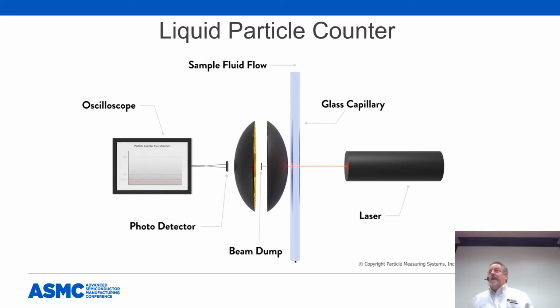So liquid particle counters, optical particle counters, they all share similar components. This is a typical example here where you've got a laser, you've got some optics to focus the laser down onto a flow capillary made of glass or sapphire, and particles will pass through that capillary. And as particles pass through the laser beam, they scatter light. The scattered light is collected optically and focused onto a photodetector.